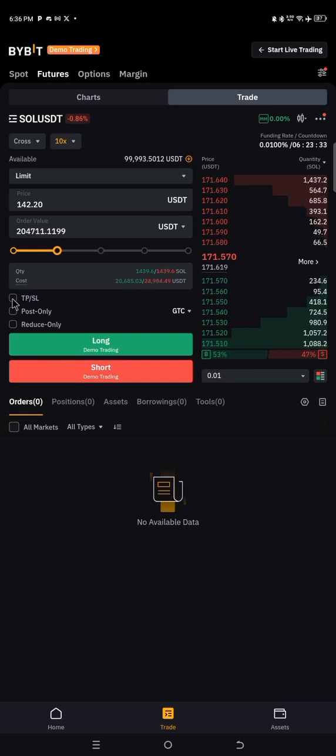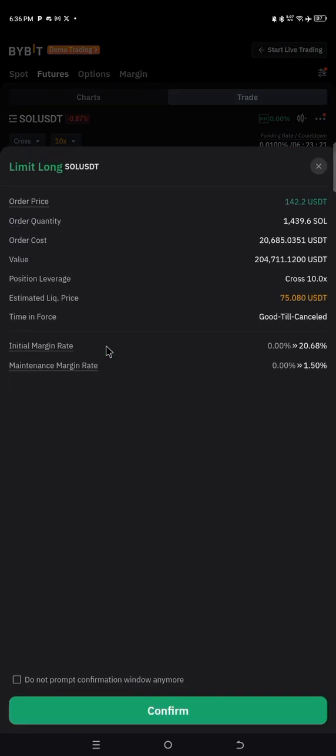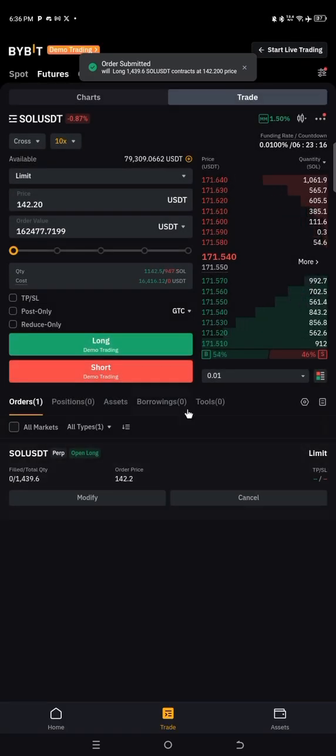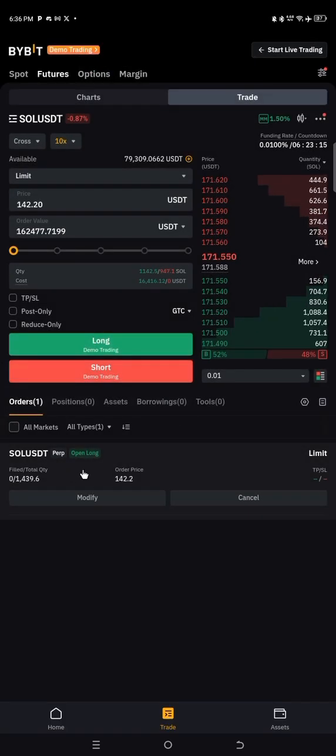Then we have TP or SL, that is take profit and stop loss, right? So since I want to long the market, let's confirm it now. You see the order is waiting for the price to come to 142 so that it will trigger, right? You can see that it's waiting here.